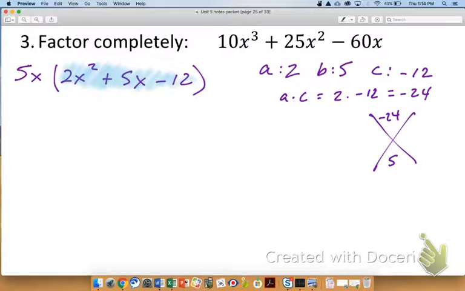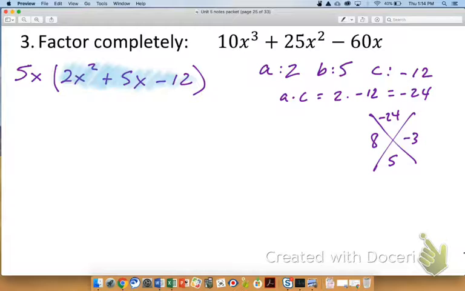Okay, so B goes in the bottom, right? And AC goes in the top. So you try to think about the numbers that multiply to be negative 24, and there are quite a few of them, right? 1 times 24, 2 times 12, 3 times 8, 4 times 6. There's a lot of them. Which ones end up working out here? The 8 and 3, right? Yeah, so wouldn't it need to be positive 8 and negative 3? Because those will multiply to be negative 24, but they'd add to be positive 5.